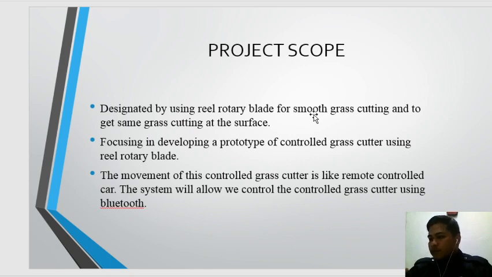For the project scope, the design uses a rotary blade for smooth grass cutting and to get the same grass cutting height at the surface. The focus is on developing the prototype of a controlled grass cutter using a rotary blade. The movement of this controlled grass cutter is like a remote control car. The system will allow us to control the grass cutter using Bluetooth.